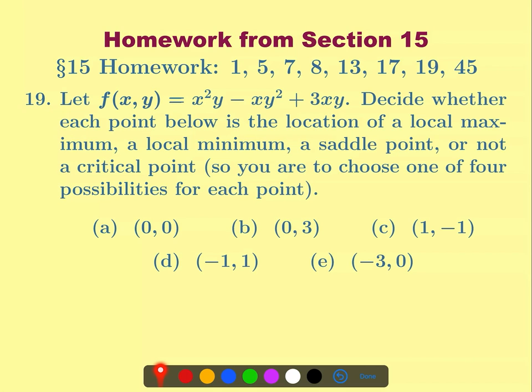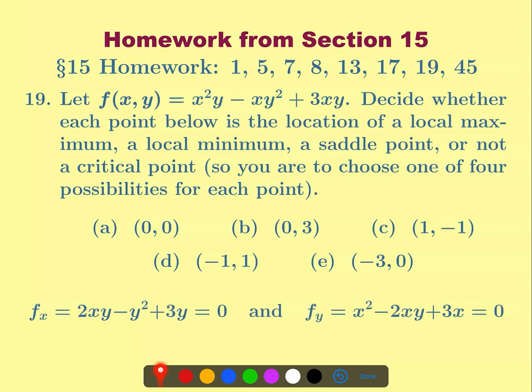The first thing we should check is whether it's a critical point, because if it's not a critical point, it's not going to be the location of a local maximum or minimum or a saddle point. So we first check to see if it's a critical point, and for that we take the first derivative of f with respect to x and of f with respect to y and see whether they're zero at these points.